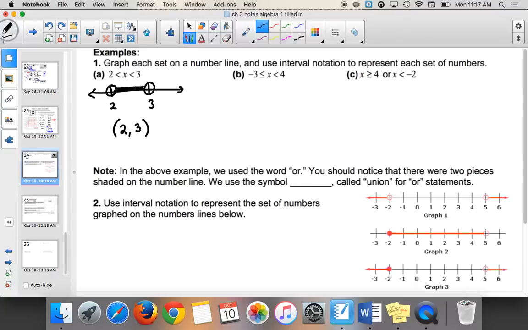Okay, so the next one, we have -3 to 4. So we're including everything between there. It's saying -3 is less than our number, but our number is less than 4, right? So it's going to be bracket -3 to 4, parentheses. Do we all have that?